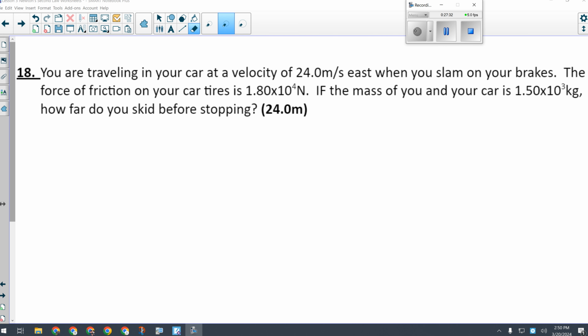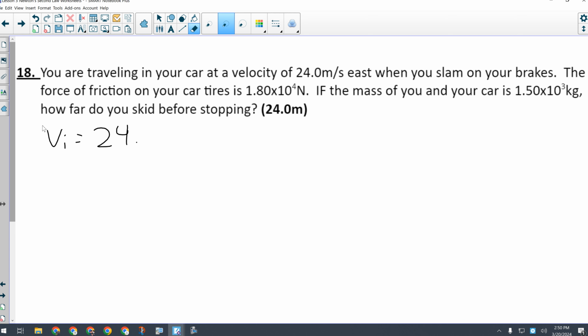Okay. It's another one that we have to pay close attention to the context of. All right, so you're traveling along in your car at 24 meters per second east. Writing down our givens here is important. We haven't even got to the free body diagram yet. But 24.0 meters per second east.